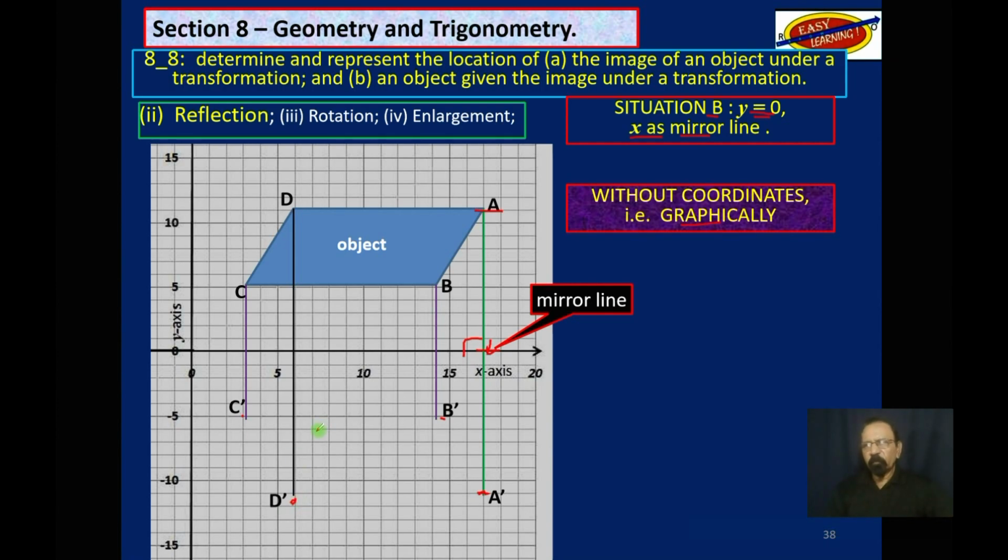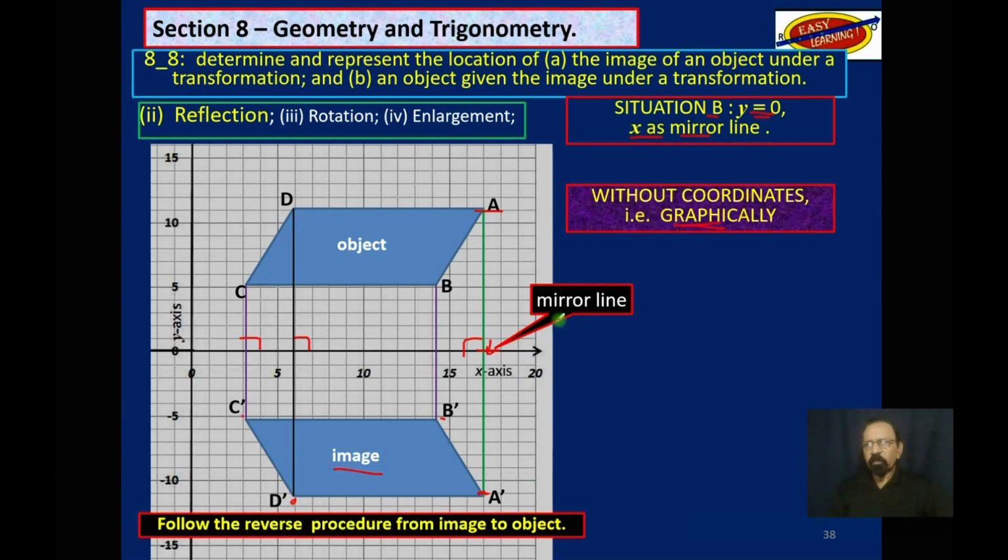Now that you have those 4 coordinates for the image, you just connect them up with straight lines and you will get the image like that. That is what you will always do graphically. Make sure that these lines are at right angles to the mirror line in all situations, no exception. Of course, if you are given an image and you want to find the object, you just reverse the process.